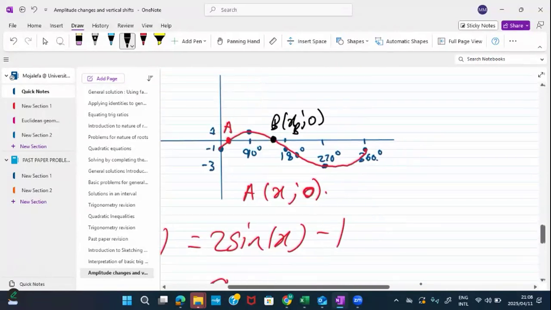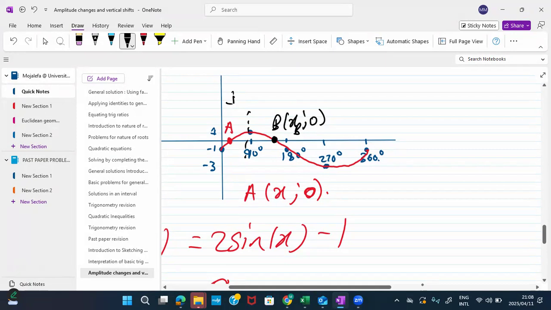Remember that you can divide your Cartesian plane into quadrants. This is quadrant 1. Then 90 to 180 is quadrant 2. 180 to 270 is quadrant 3. And in quadrant 3, you do see that your graph starts to become what? Negative. But in the first two quadrants, your graph was positive. From quadrant 1 up until quadrant 2, your graph was still relatively positive.